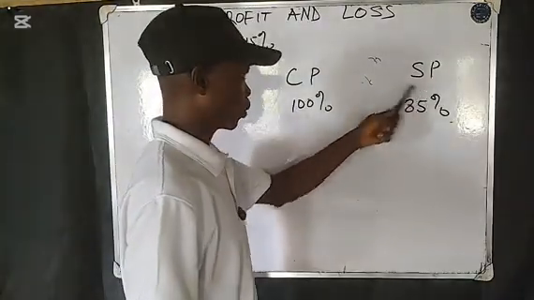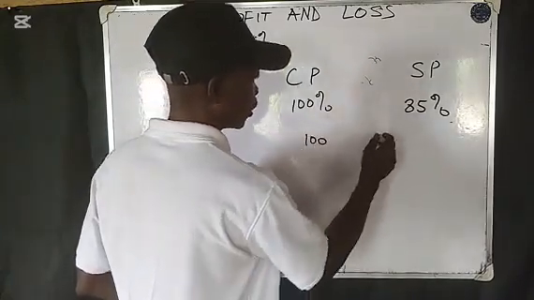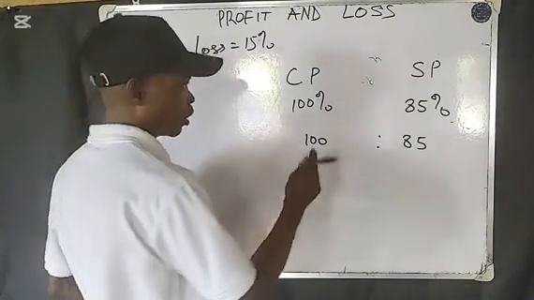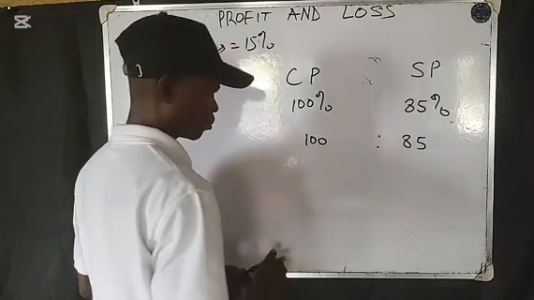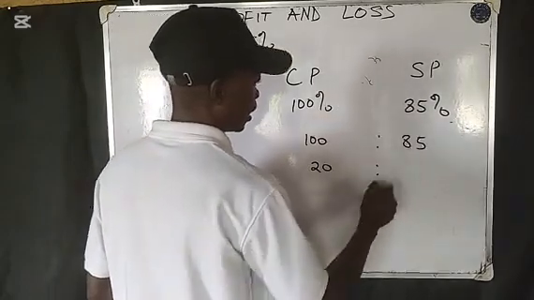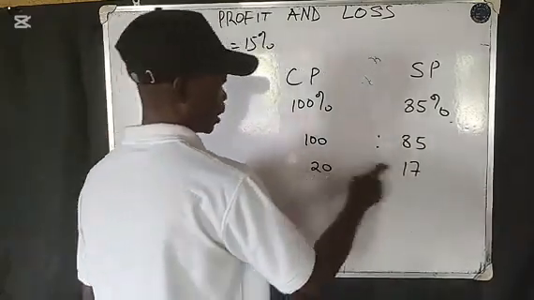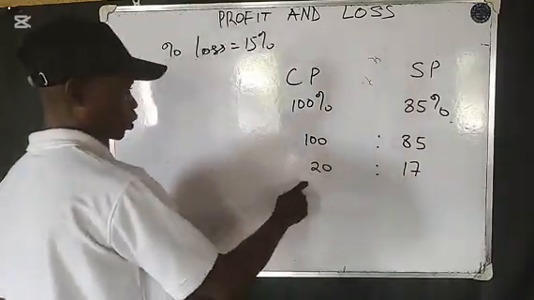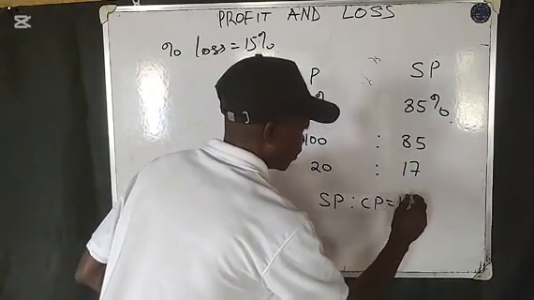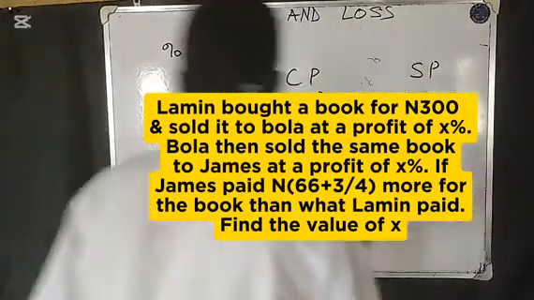The ratio of selling price to cost price, so let's find the ratio. This is 100 ratio 85. It must be in the lowest terms. 5 goes into 100, 20 times. 5 goes into 85, 17 times. They did not ask for the ratio of cost price to selling price. They asked for the ratio of selling price to cost price, so it will be 17 ratio 20. That's the answer. Let's move to the next one.